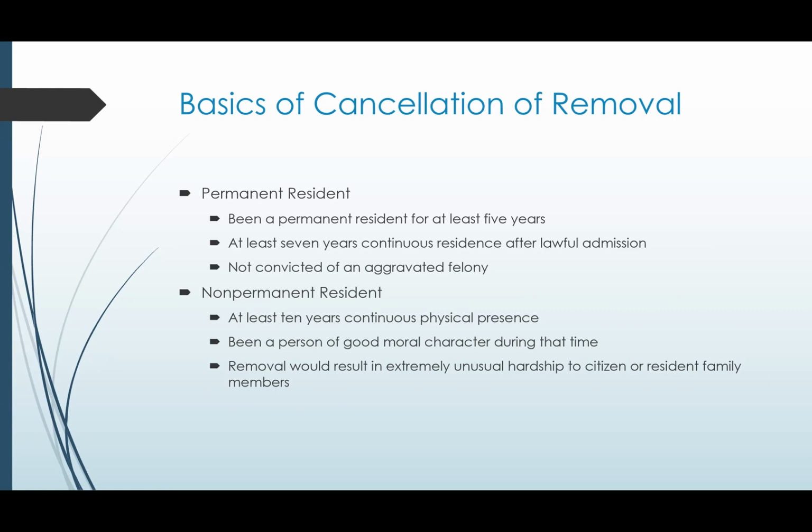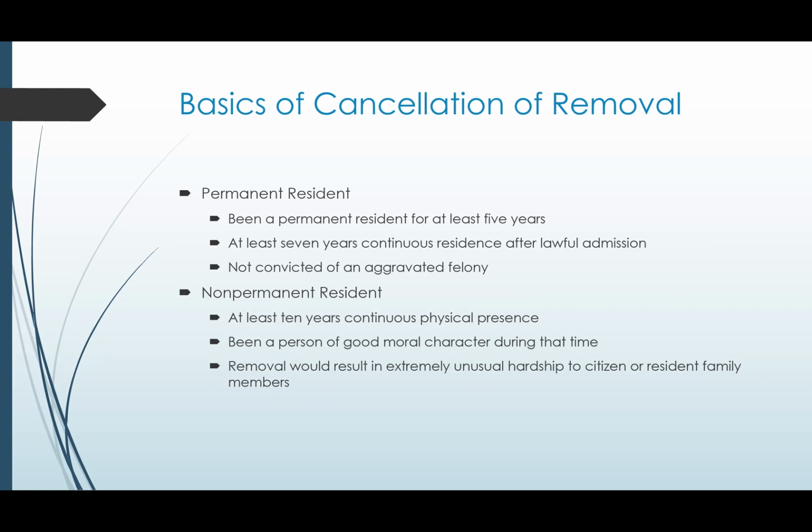Now, for a non-permanent resident who's applying for a 42B application, the requirements are different. They have to have at least 10 years of continuous physical presence, which means they cannot have left the country at any point during the 10 years. They have to have been continuously inside the US for 10 years. They have to have been a person of good moral character during that time. And they have to prove that removal or deportation would result in extremely unusual hardship to qualifying family members who are US citizens or permanent residents.